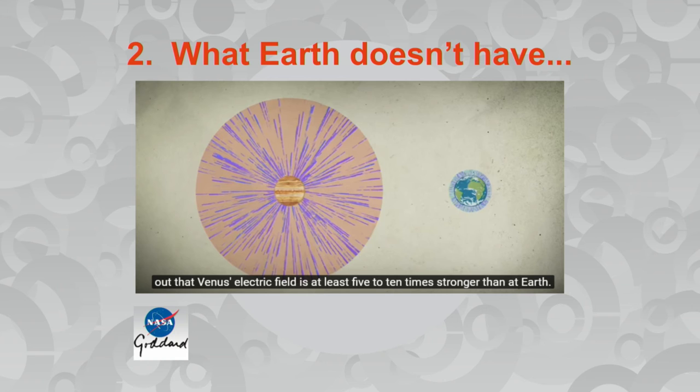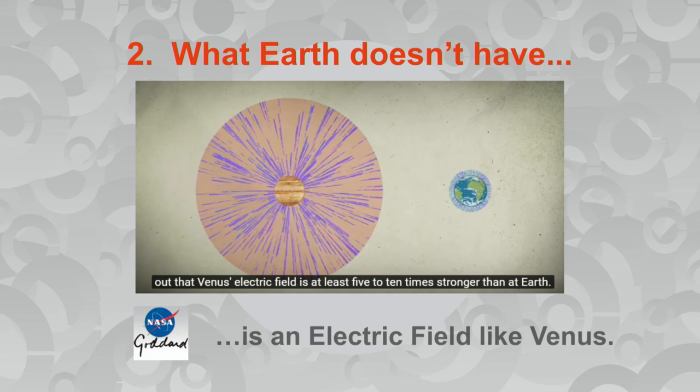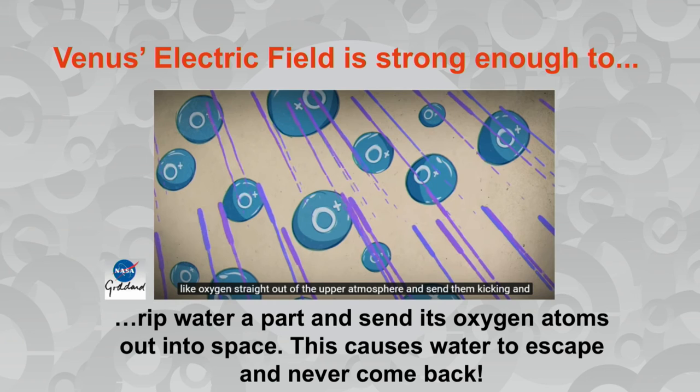Well, there are problems with having a strong electric field. When NASA scientists went to study the electric field on Venus, they found it to be about 5 to 10 times stronger than the electric field on Earth. Well, what does that have to do with anything? If you have a really strong electric field, like Venus, it can do some really bad things to water and the air. For water, that electric field is strong enough to split it into its components, oxygen and hydrogen.